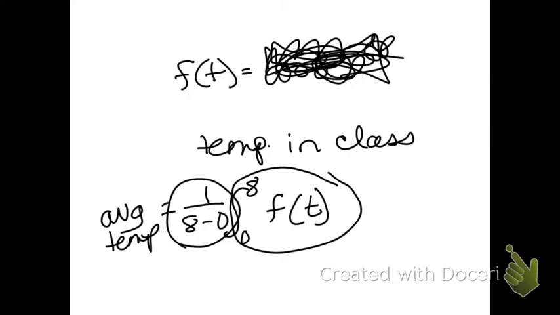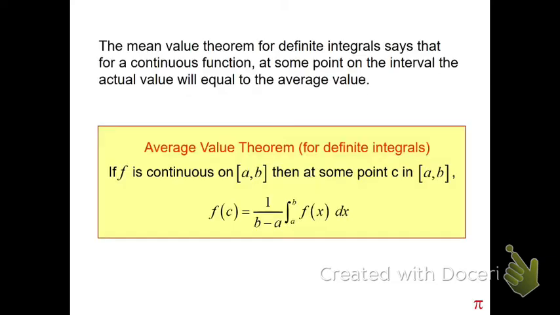Let me show you what the actual theorem looks like. Here's the mean value theorem, or the average value theorem. As long as f is continuous, something like temperatures, then the average of that thing is adding them all up and dividing by the number of numbers, subtracting those bounds. That is the average value, and it's real easy.